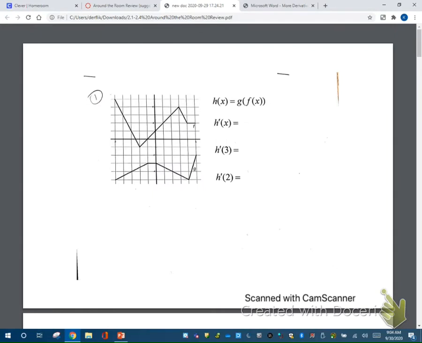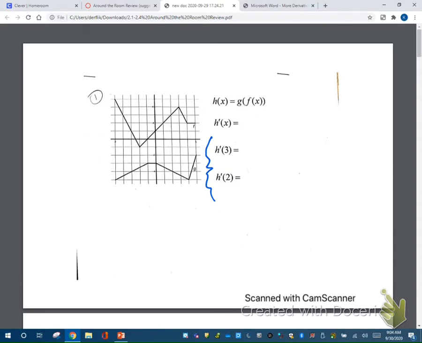Okay, this is the Around the Room review, okay? And it's a lot of problems. They're all good problems, and they're all just like your test, but you may not need to do all of them. So for example, on this problem, do you need to find both h prime of 3 and h prime of 2 in order to make sure you know how to do this problem? Probably not. So use your best judgment.